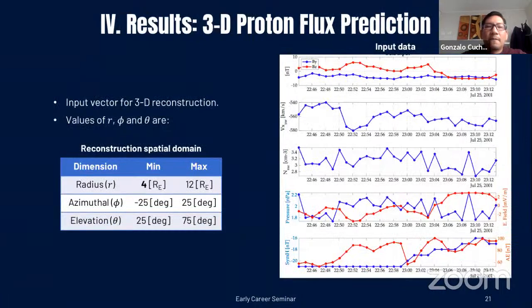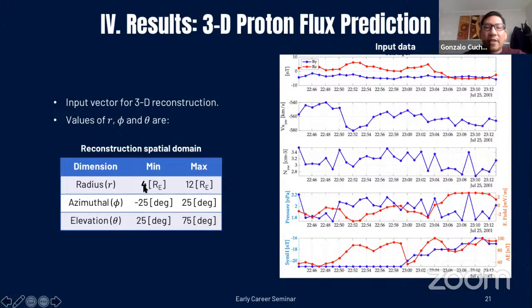Okay, now I'm going to show you some 3-dimensional results using this model. So this is the input data that I'm going to use. This is the reconstruction spatial domain. I have reduced this radius. It started at 2 RE, but now it will start at 4, just because we have more data and the uncertainty in that region will be smaller than in other cases, so it will start at 4.